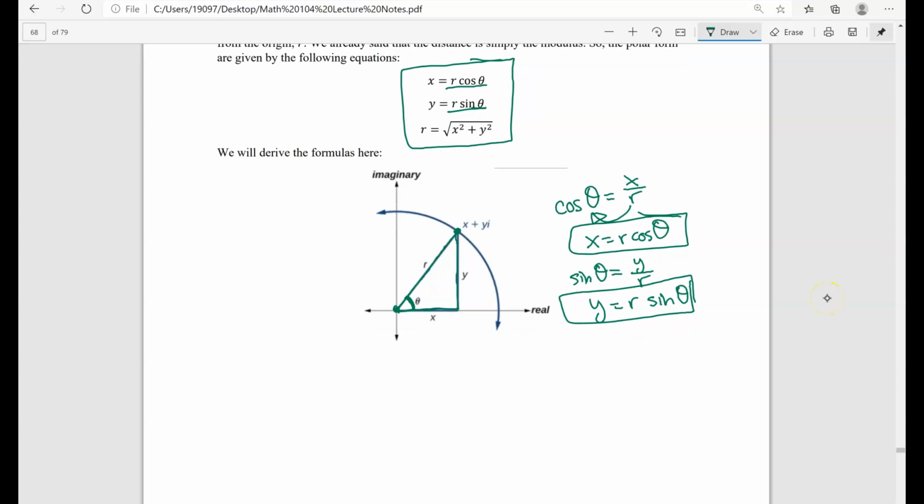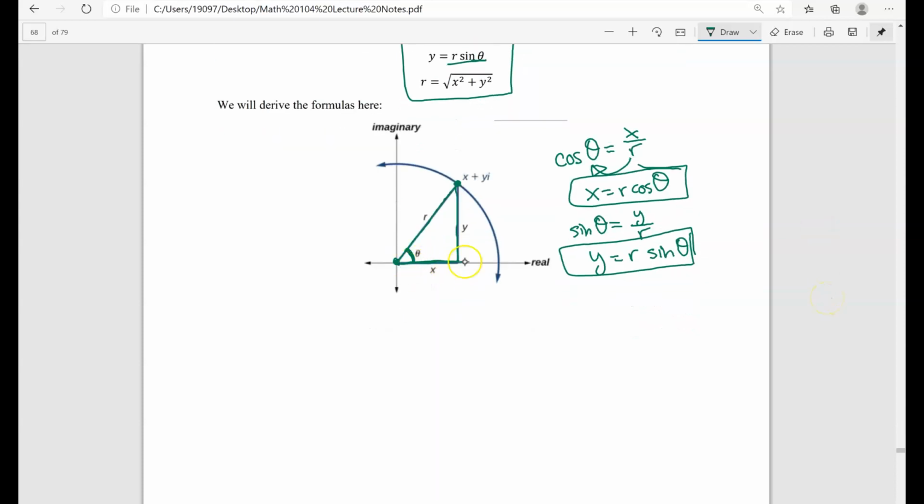The other equation arises from using the Pythagorean theorem. We know that x squared plus y squared is going to be equal to r squared. And notice that when I take the square root, r is going to be equal to the square root of x squared plus y squared. Notice that we're not writing plus or minus because r is going to be the hypotenuse, and the hypotenuse is always going to be positive. So that's where that comes from.